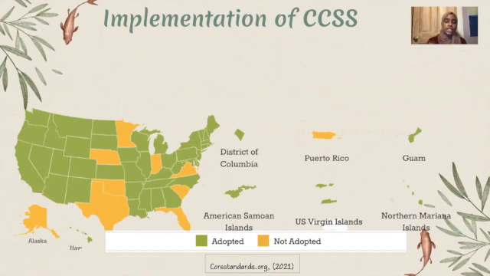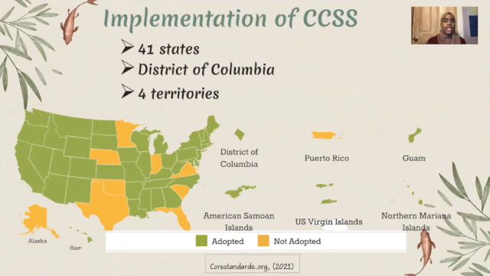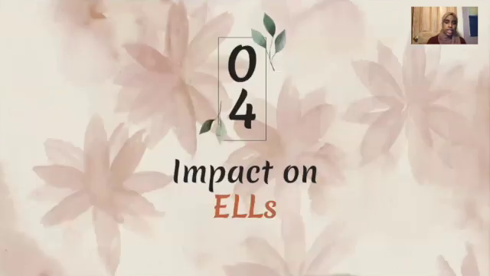Now, where does it actually stand today and where is it actually enforced? It's actually across 41 different states, which is a lot, plus the District of Columbia, plus 4 territories. So it really is vast where the Common Core State Standards are applied today as a result of this initiative.